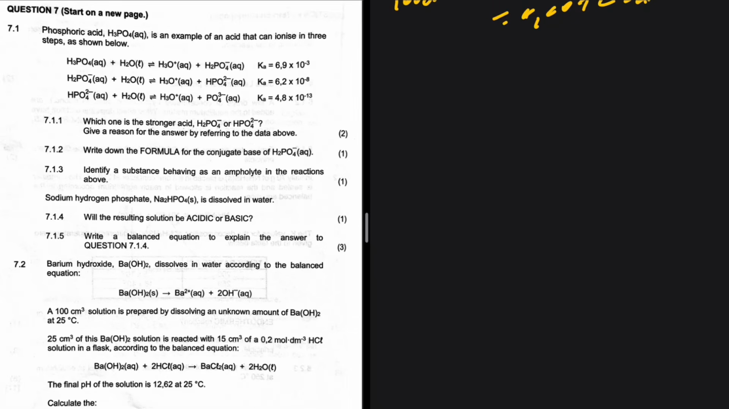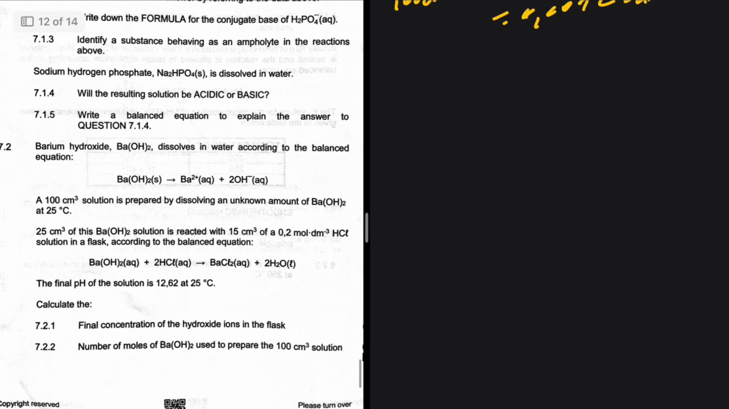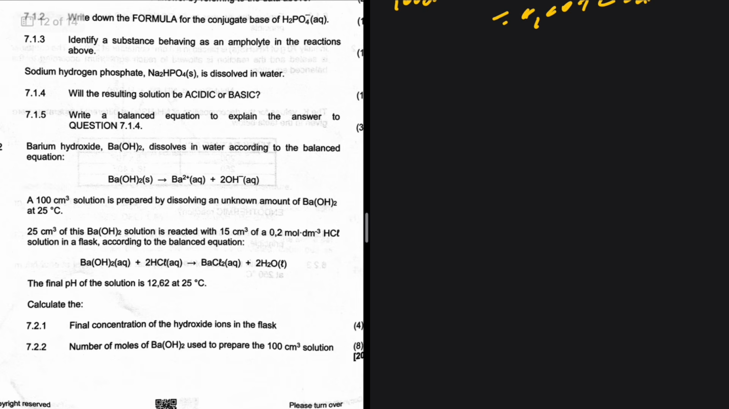7.1 phosphoric acid is an example of an acid that, you know what, let's just do 7.2. It's fine. Barium hydroxide dissolves in water according to the balanced equation. A 100 cm³ solution is prepared by dissolving an unknown amount of Ba(OH)2 at 25 degrees Celsius. 25 cm³ of the Ba(OH)2 solution is reacted with 15 cm³ of a 0.2 mol/dm³ HCl solution in a flask, according to the balanced equation. The final pH of the solution is 12.62 at 25 degrees Celsius.